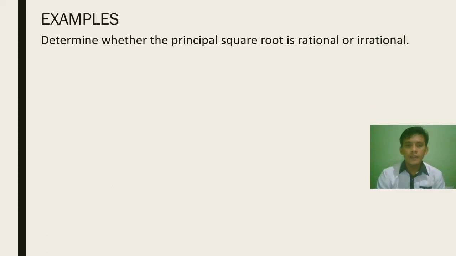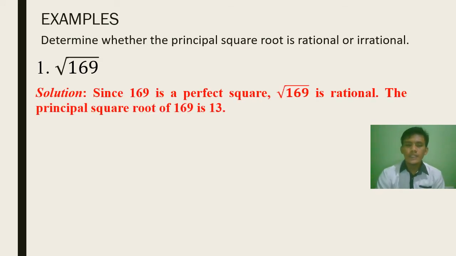Examples. Determine whether the principal square root is rational or irrational. Square root of 169. Since 169 is a perfect square. Why is 169 a perfect square? When you factor 169, that is 13 times 13, and the result is 169. The square root of 169 is rational. The principal square root of 169 is positive 13.